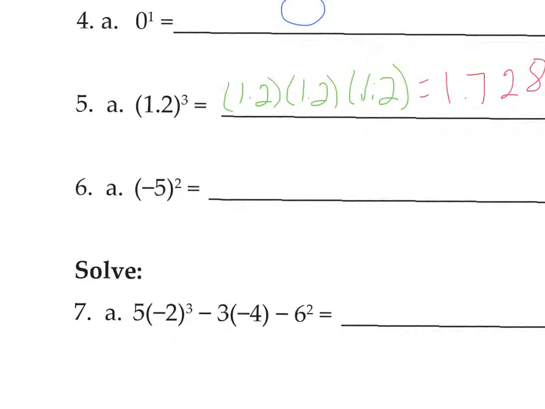Okay, on 6a, we have negative 5 squared. So the square is on the parentheses, so this negative 5, the negative is part of the base. Negative 5 times negative 5. Negative times negative makes positive 25.